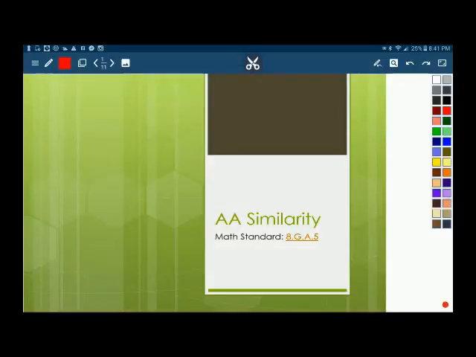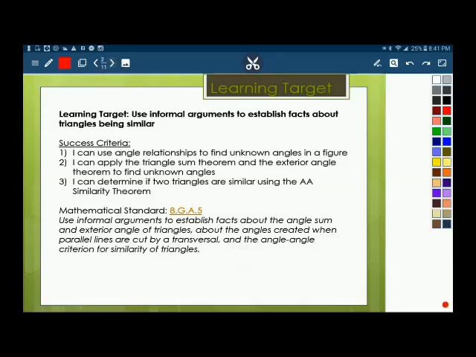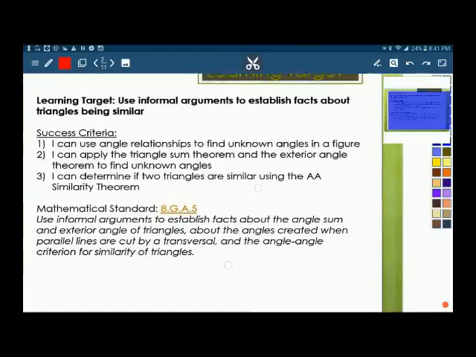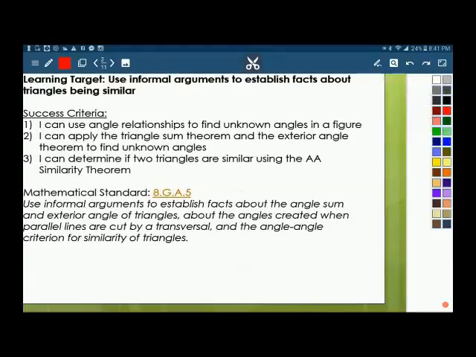Today we're going to be talking about a concept called AA similarity, where we prove two triangles are similar based on if we can see two pairs of corresponding angles are congruent, at least. We're going to do this in our learning target using informal arguments to establish facts about triangles being similar this time. Our success criteria, we're going to use those angle relationships.